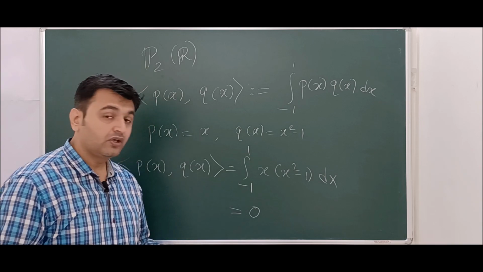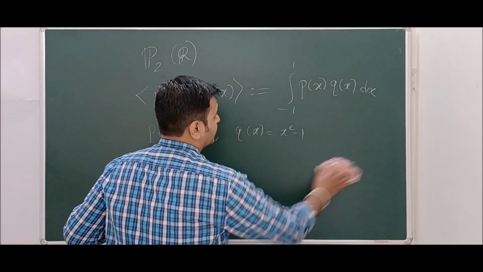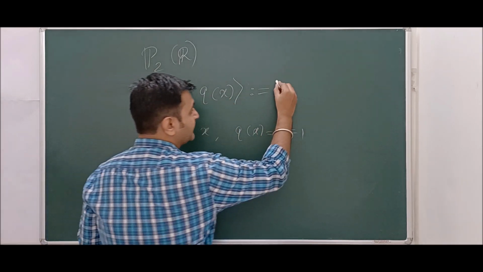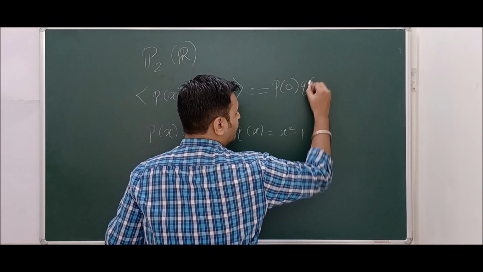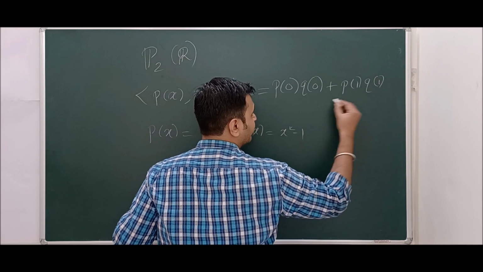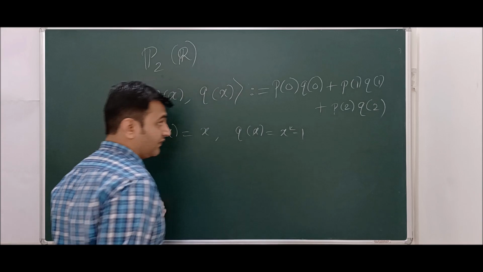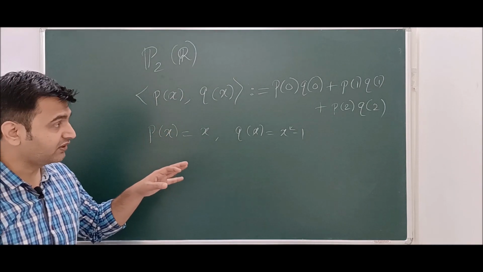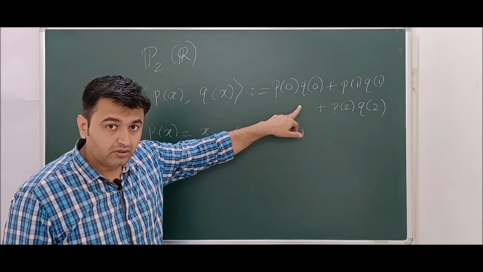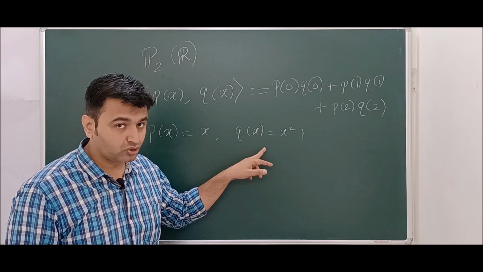Okay. Now it may happen that someone will define a different inner product. Suppose I define an inner product on the same polynomial space as p of 0 into q of 0 plus p of 1 into q of 1 plus p of 2 into q of 2. I have proved that this forms an inner product. Link is there in the description. So this is an inner product. Now with respect to this inner product, are these two polynomials orthogonal?